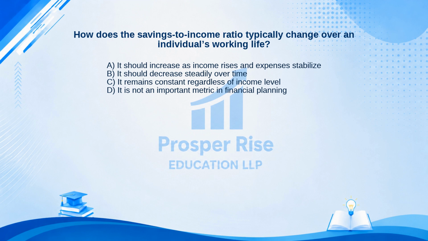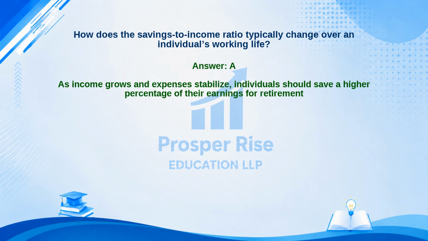Take a moment to pause the video and decide. The correct answer is Option A. Let's see why. As income grows and expenses stabilize, individuals should save a higher percentage of their earnings for retirement.